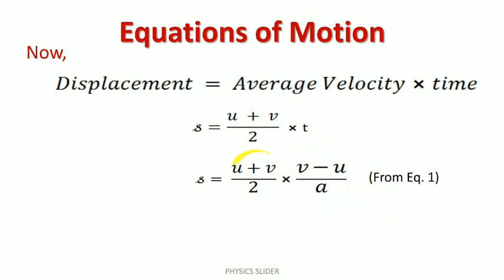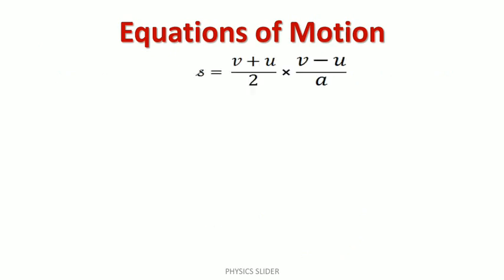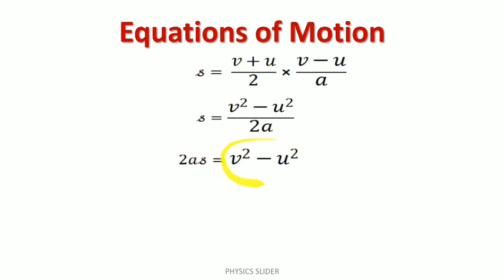Now watch here, this is u plus v upon 2. We can also write it like v plus u upon 2. So we have put it like v plus u upon 2, and this is v minus u upon a. Now a formula is applicable over here. This is v plus u and this is v minus u. We know that v plus u into v minus u becomes v square minus u square. This 2 multiplied with a becomes 2a. Now this 2a will be multiplied with s by cross multiplication. So we will have 2as is equal to v square minus u square.